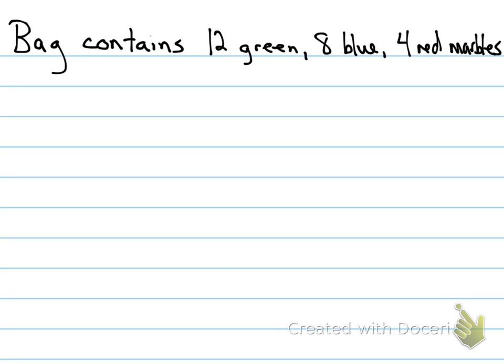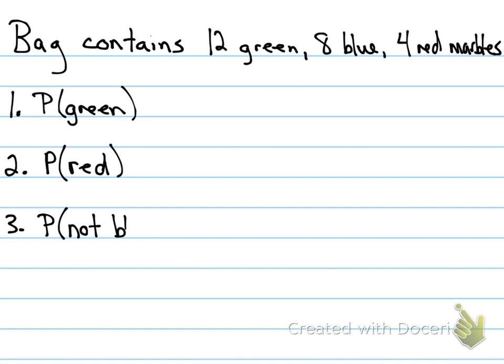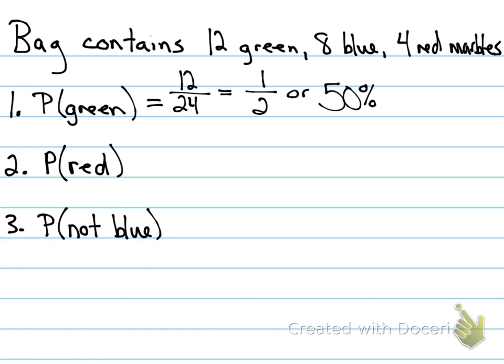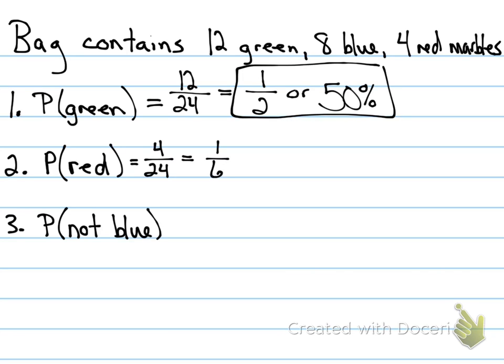So you have a bag that contains 12 green, 8 blue, and 4 red marbles. Find the probability of green, red, and not blue. So how many green marbles? 12 over 24, which is 1/2 or 50%. What about red? 4 over 24, which is about 17% if you round correctly. Okay, or 1/6.